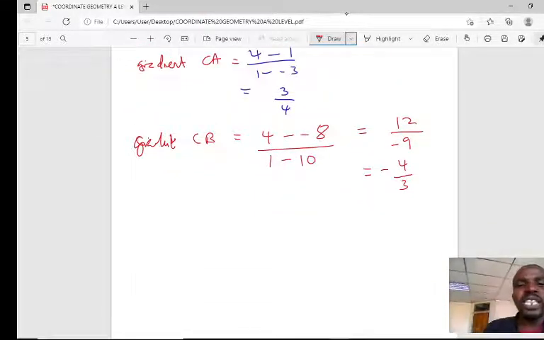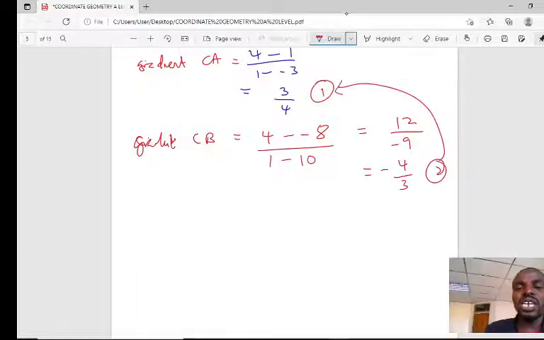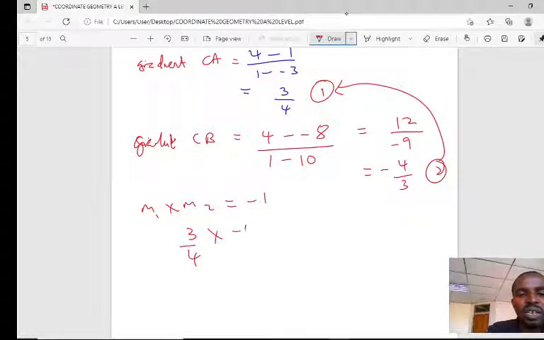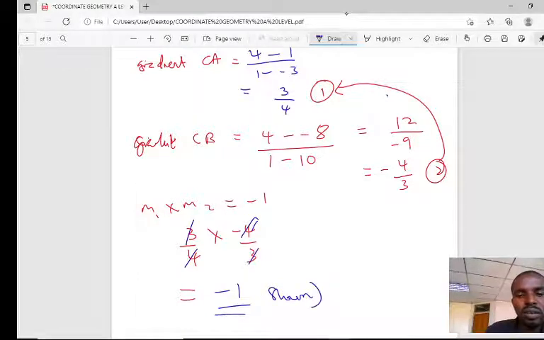Then you have to multiply the two gradients, 1 and 2. This one, you must get minus 1. So m1 times m2 is equals minus 1, given that the lines are perpendicular. So 3 over 4 times minus 4 over 3. If you can simplify this one, what do you get? Then you get minus 1. Then you've shown. Done.